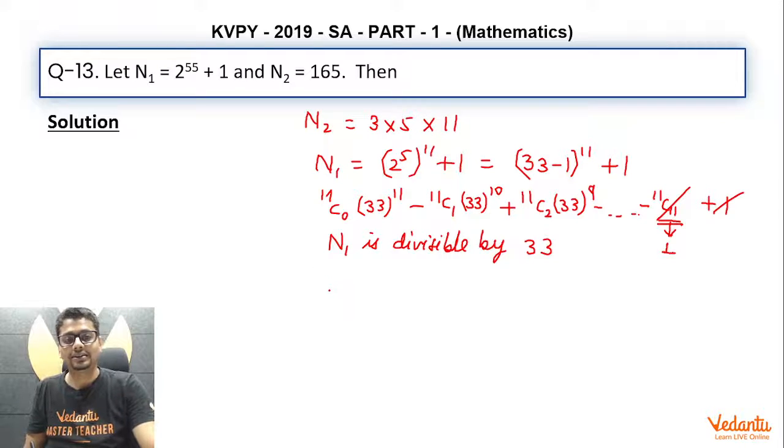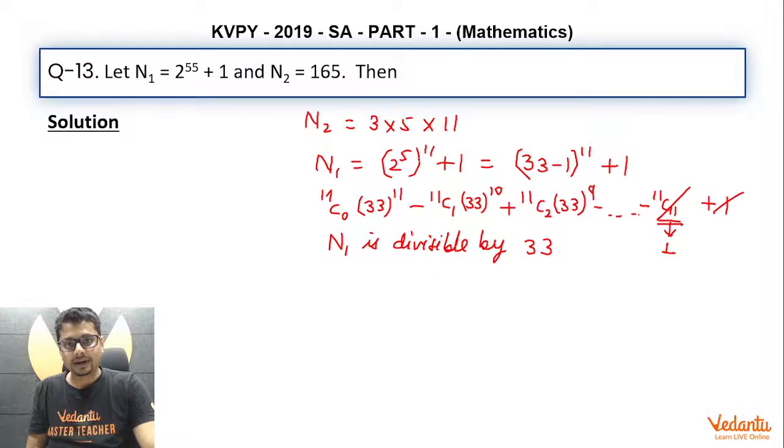Nonetheless, let's check whether n1 is divisible by 5 or not. Again, we are checking this just for our inquisitiveness, so to speak, and just for the completeness of the solution. Otherwise, at this point of time, it is very clear that among the four options, D is correct.